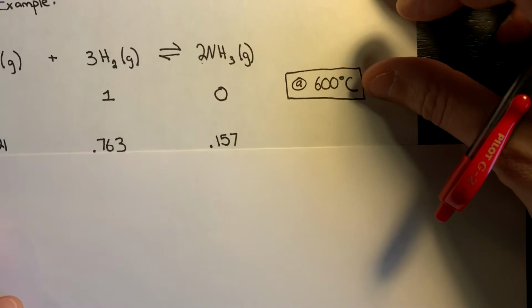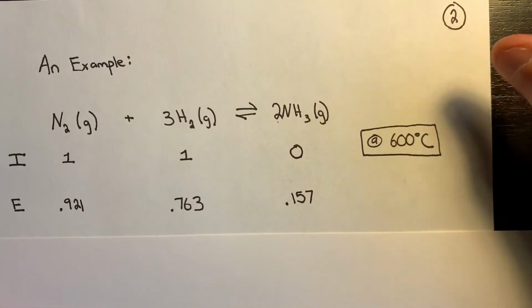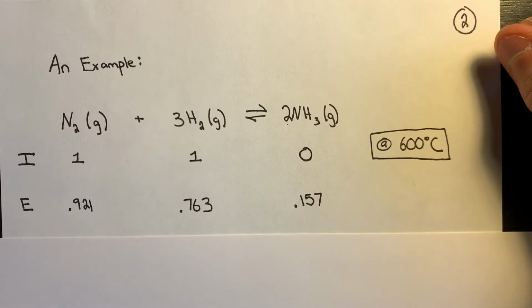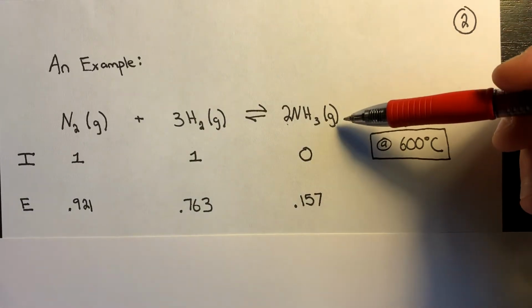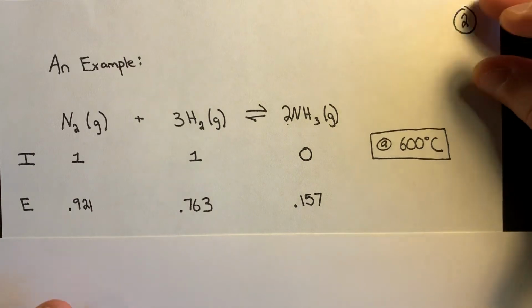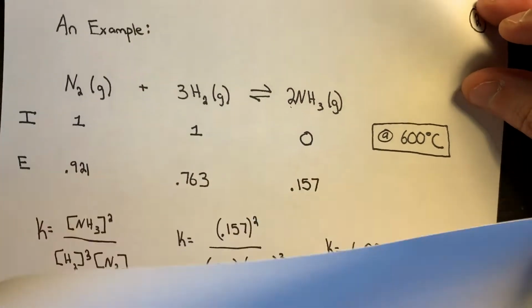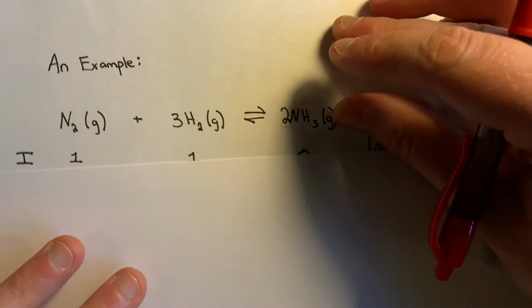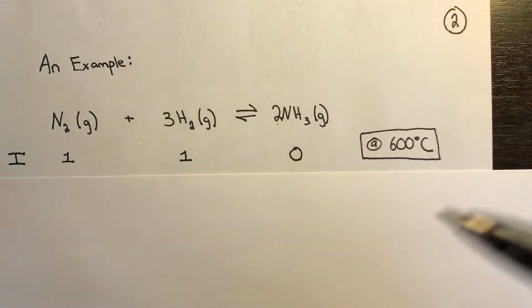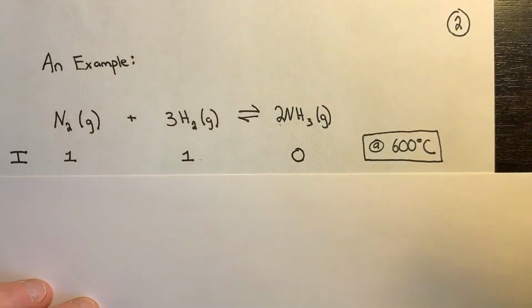The Haber process is a method by which we can take nitrogen and hydrogen and convert them to ammonia, okay? And we're going to study this reaction at 600 degrees Celsius. So imagine we go into this with some initial amounts, and let's just say we're talking about molarity, so moles per volume. We have 1 mole of nitrogen and we have 1 mole of hydrogen.